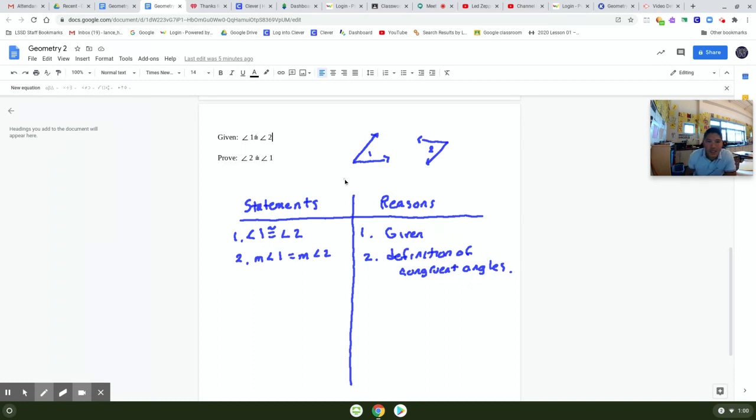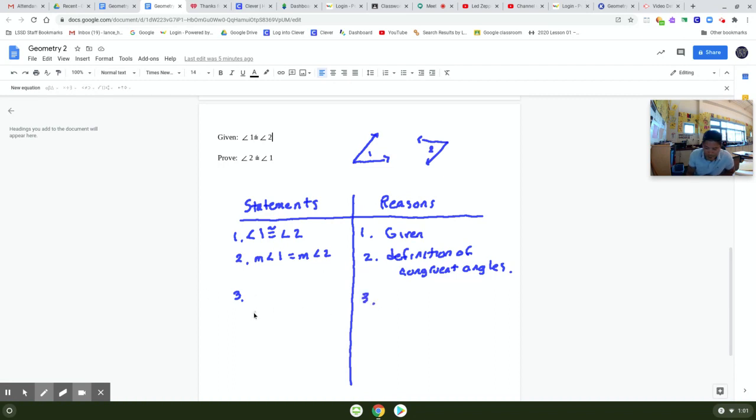And some of you might just look at this and say, well, if angle 1 is congruent to angle 2, it just makes sense that angle 2 is congruent to angle 1. What do I have to prove? And again, you need every little statement or step. So I'm trying to prove that angle 2 is congruent to angle 1. I have the measure of angle 1 is equal to the measure of angle 2. So from there, I can just switch these sides here.